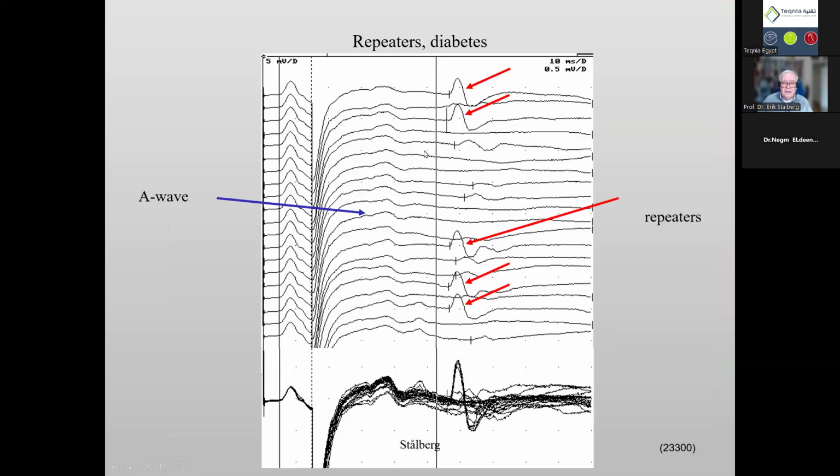Sometimes this is seen as repeater F waves, the same. And you see that better when you superimpose them. When we have repeater F waves, which is not common at all in normal muscle, then it is an indication that some neurons are hyperexcitable, and it's not as much as spasticity, but they are hyperexcitable, and it's usually in neurogenic conditions that we can find this abnormality, repeating F waves.